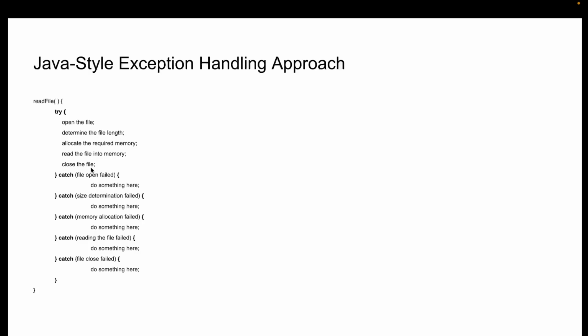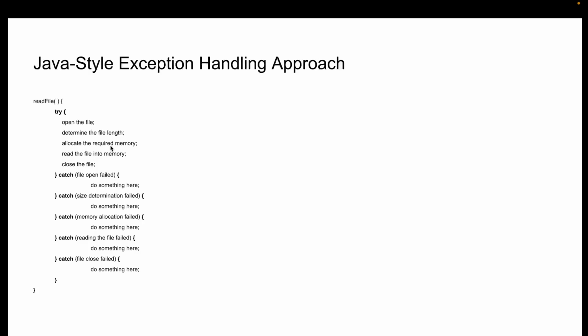There are 5 steps to read a file. Now, you can encounter an error in any of the steps, right? Suppose opening the file was successful, so you did not get any error or exception in this first step. Now let's say in determining the file length you got some error, in step number 2. As soon as you got the error in step 2, the steps 3, 4 and 5, allocating the required memory, reading the file into memory and closing the file, did not get executed.